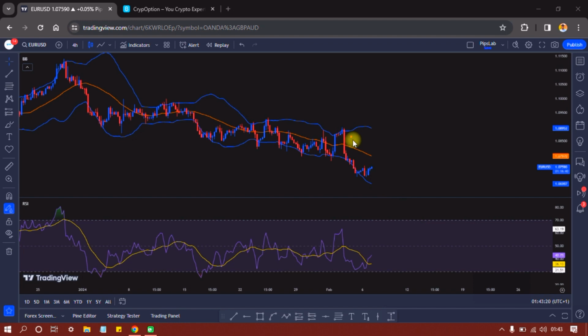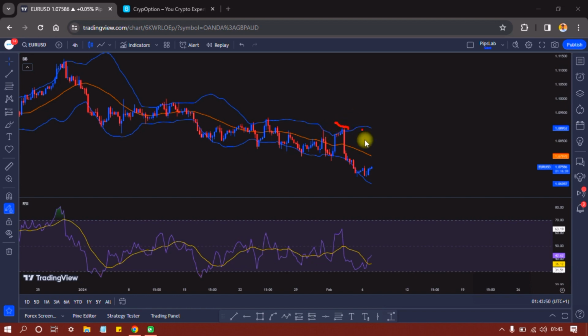So, regarding the RSI, we know that the RSI consists of two lines. We have the overbought line and we have the oversold line. The overbought line is when price crosses above this line, and the oversold line is when price crosses below the 30. When price crosses the 70, we have overbought. When price crosses below the 30, we have oversold.